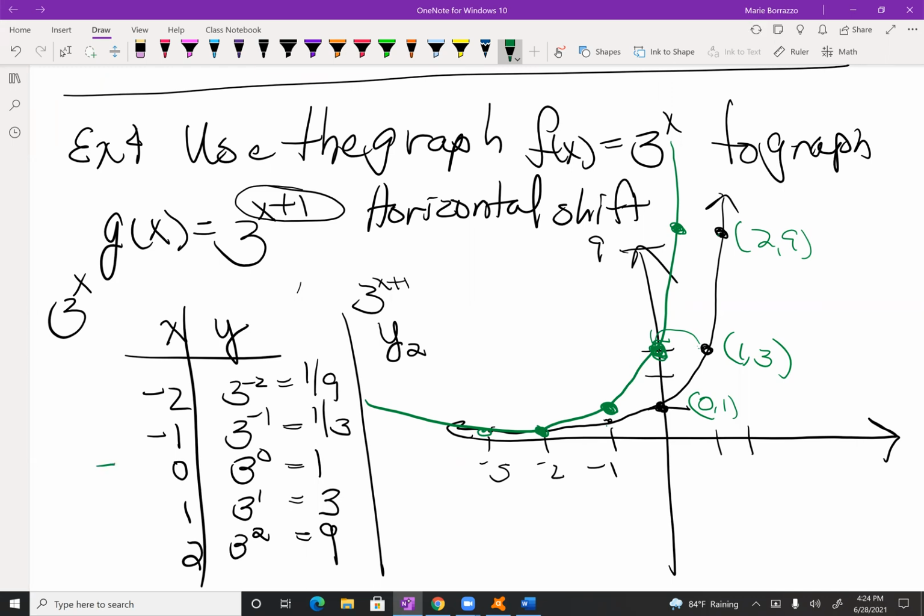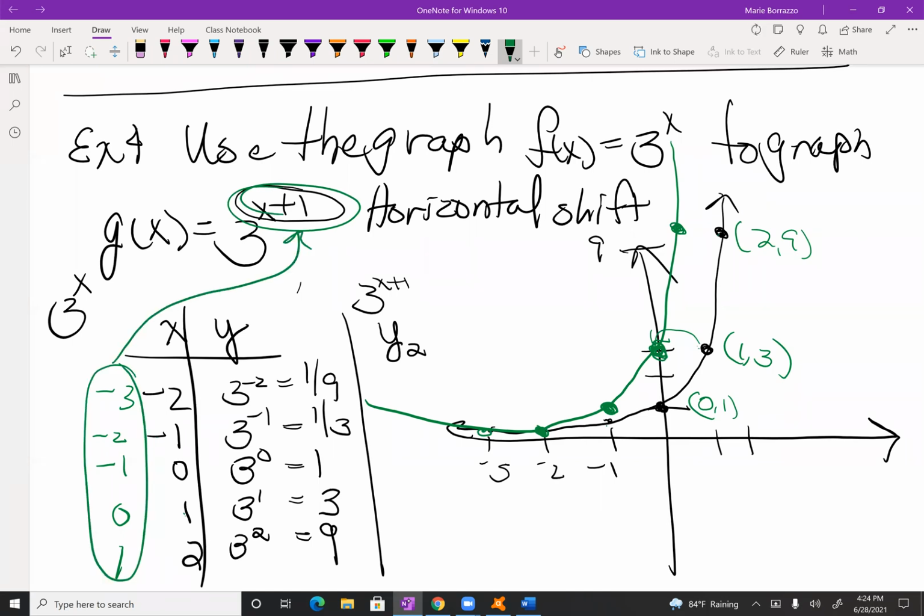This became -1. This became -1, 3. This became 0, 3. So this became 0. This became 1. Here I'm losing 1, so this became -2. This became -3, and so on. So that was the shift that this resulted in, or your new x points as a result of that shift.